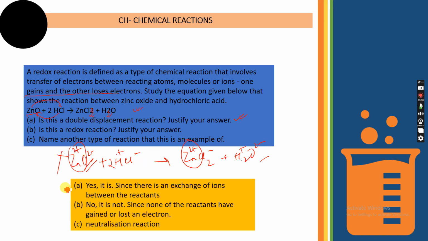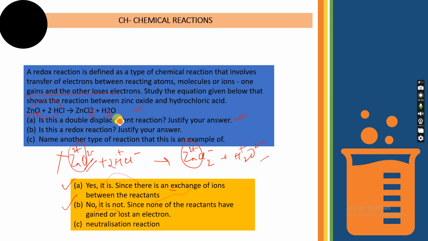So as I've said, first one, yes, it is a double displacement reaction since exchange of ions is taking place between the reactants. Second one, no, it is not since none of the reactants have gained or lost an electron. Okay, so that's the second. Okay, third one was there. Name another type of reaction that this is an example of.